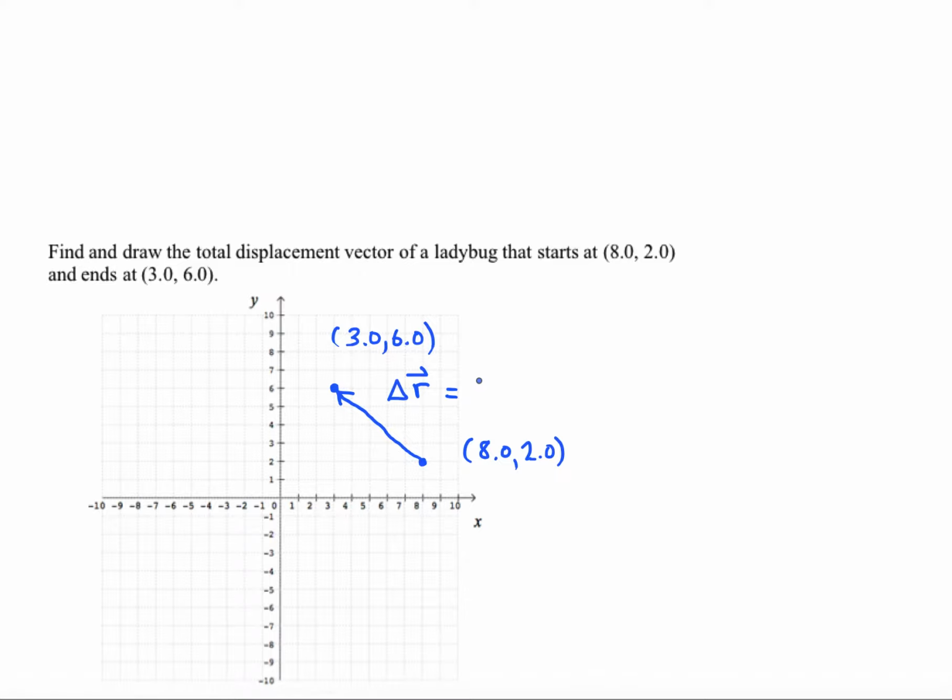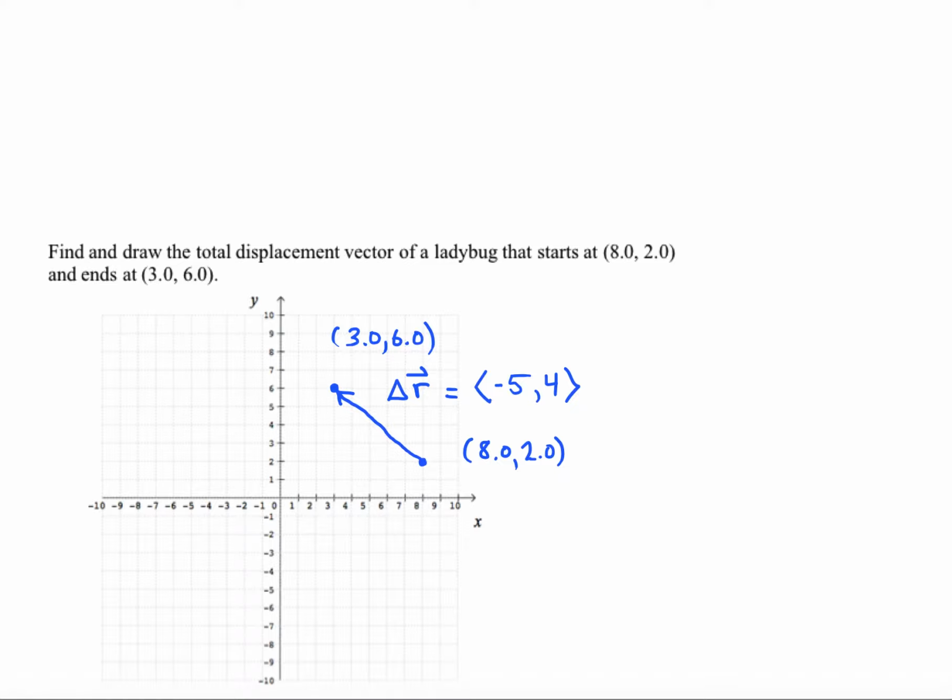Now this one's not going to be too tough to find. I can actually count to the left here. We go over 1, 2, 3, 4, 5 units left. And we also go up 1, 2, 3, 4 units. So the final answer for this is going to be -5, 4. That is a component form way of expressing the vector delta r, which is the displacement of the ladybug.